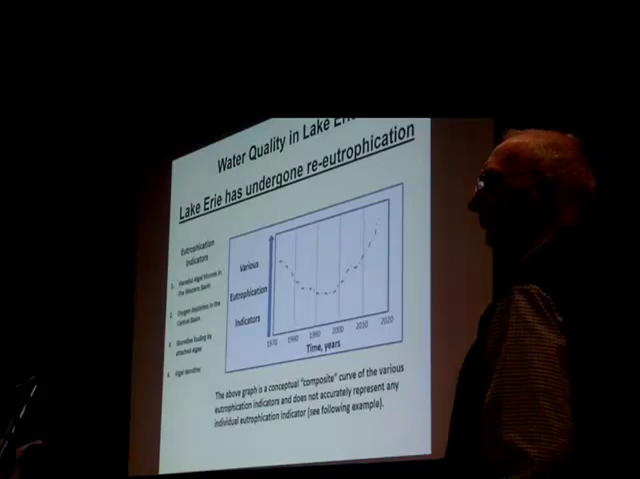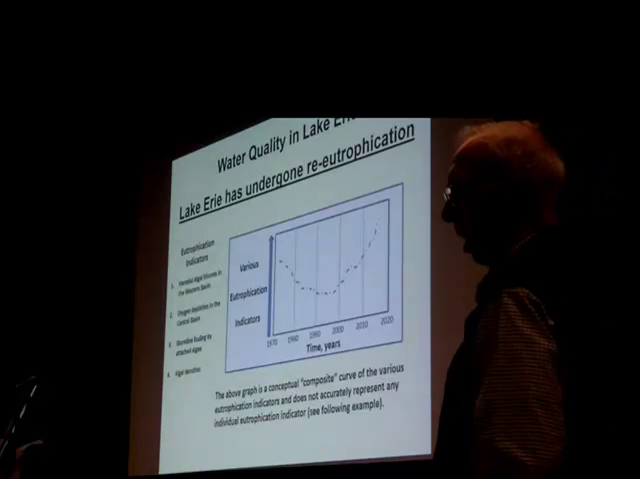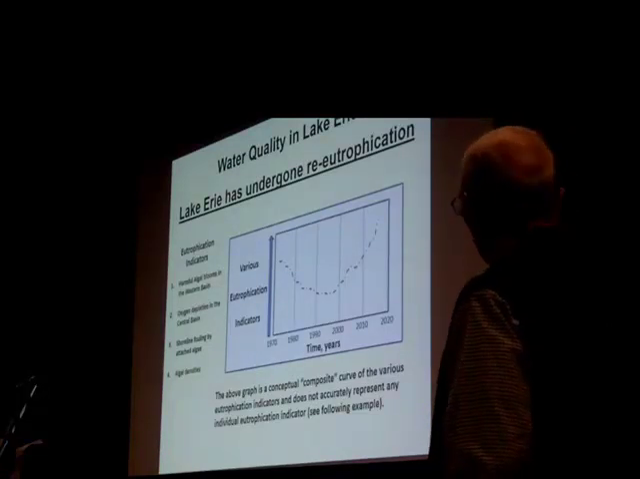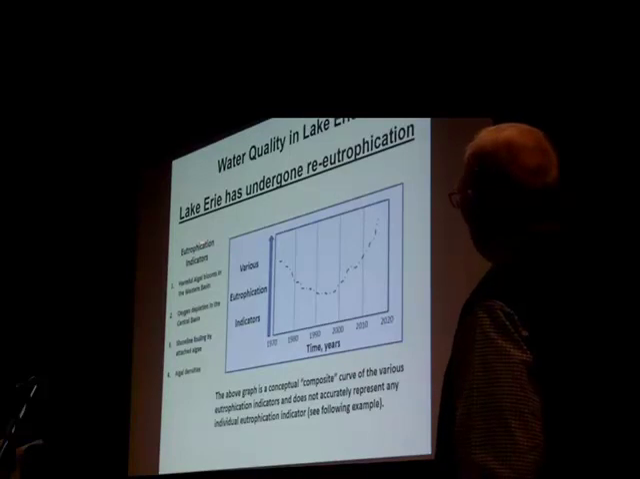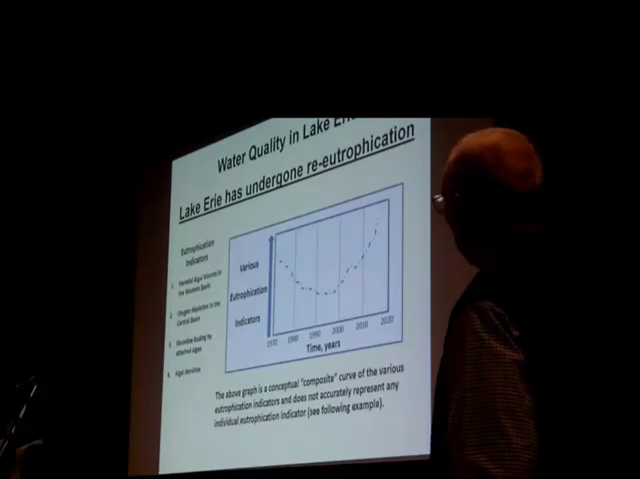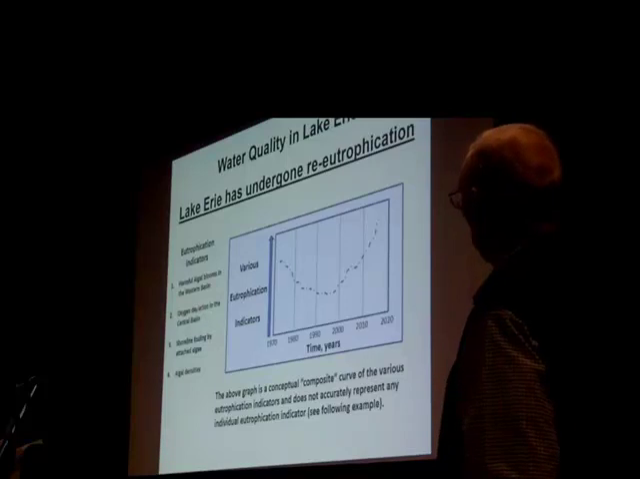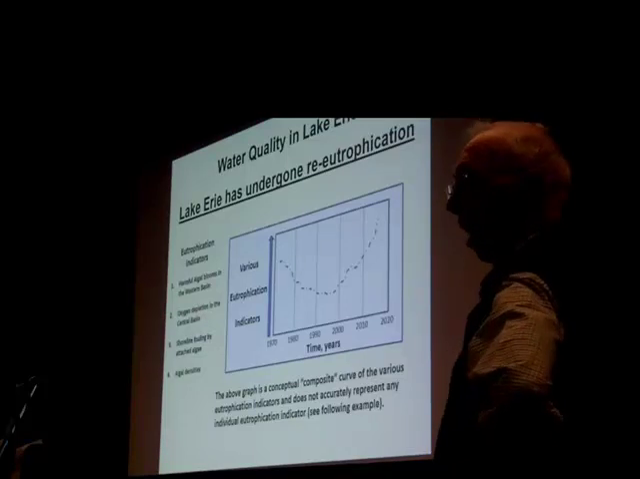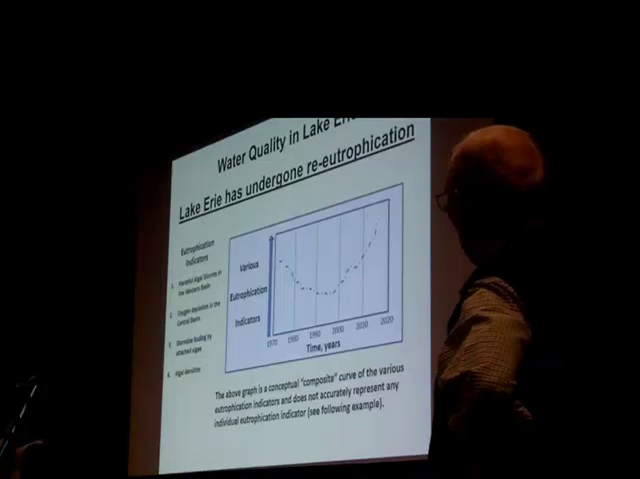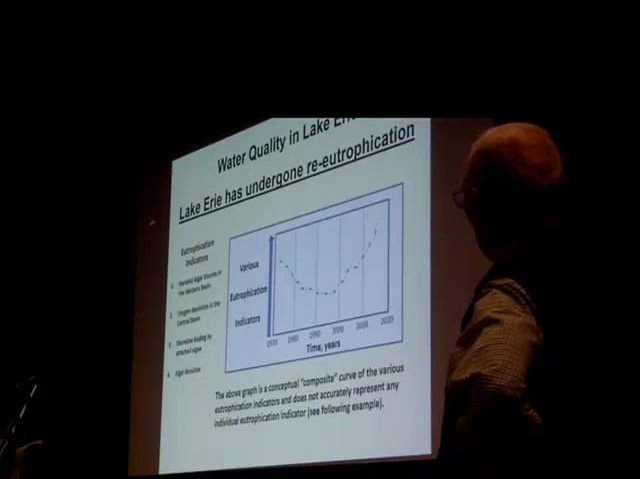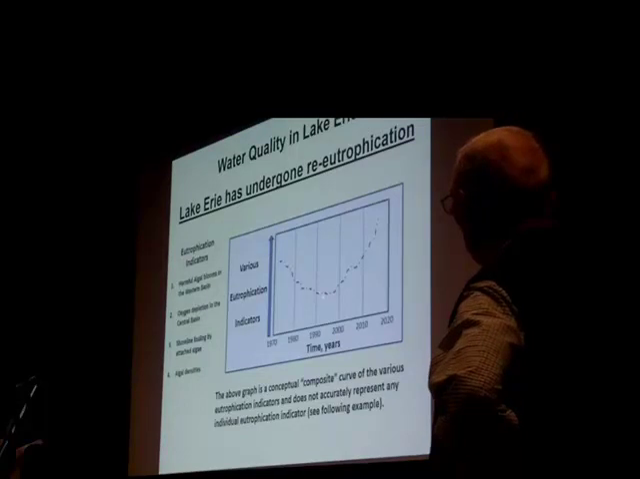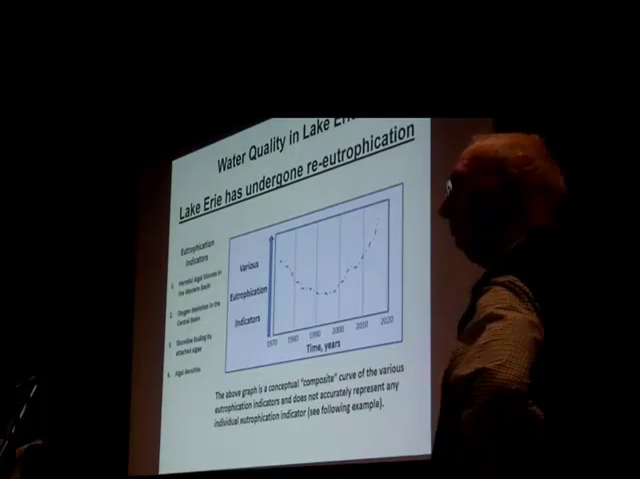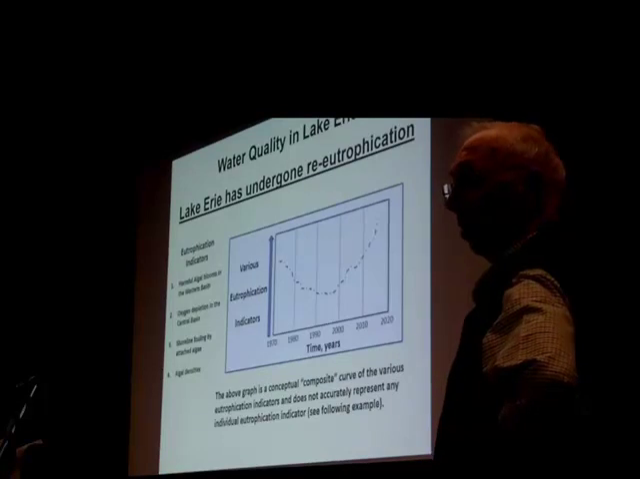Lake Erie has undergone what's called reeutrophication. If we look at a long-term record of Lake Erie going back to the 1970s through 2020, and look at various eutrophication indicators such as harmful algal blooms, oxygen depletion in the central basin, shoreline fouling by algae, or just algal densities, all of these would show that in the 1970s things were really bad. They improved a great deal. Now they have gotten worse again to the point where they're worse than they were in the 1970s in many instances.